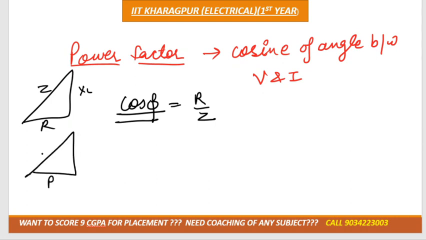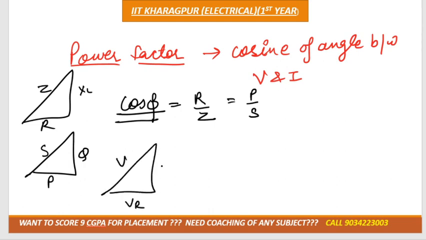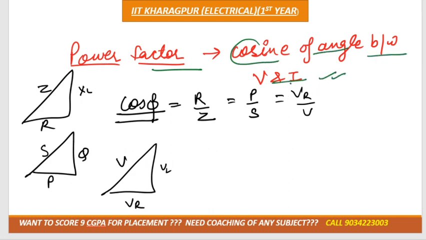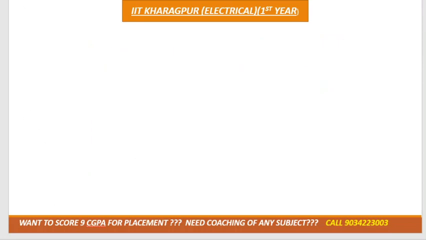If we see from the power triangle, cos phi is equal to P by S. If we see the voltage triangle, then it would be VR divided by V. So basically, what is the power factor? It is the cosine of the angle between voltage and current. It has very much importance. Let's see how.